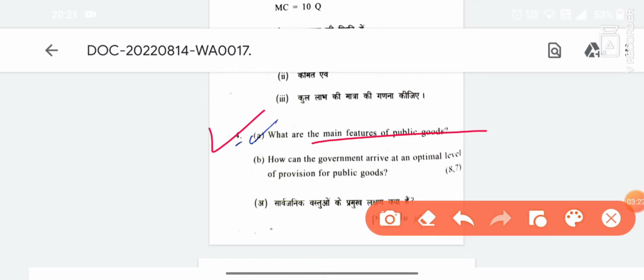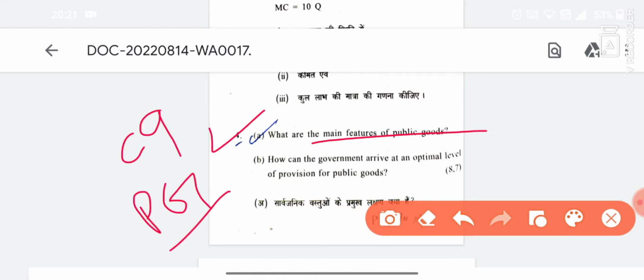Fourth question is: what are the main features of public goods? Again, this is from chapter number 9, public goods. How can the government arrive at an optimal level of provision for public goods? So this is a very simple question from chapter 9.